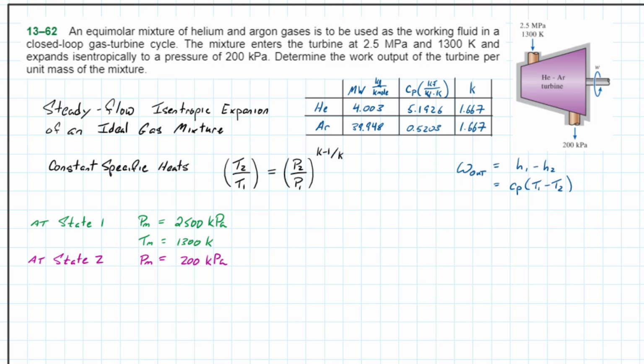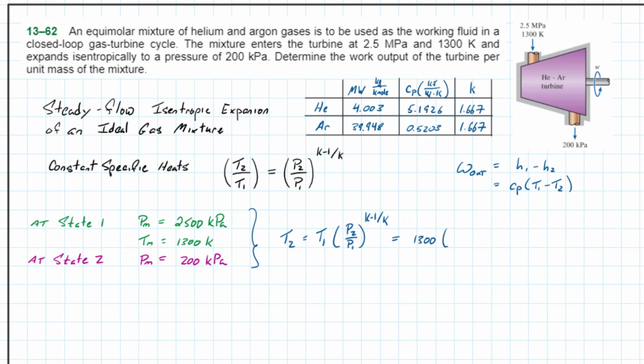Now, we can utilize the equation for isentropic expansion through a turbine for constant specific heats, as long as I know the ratio of specific heats. In this particular case, the ratio of specific heats for both helium and argon is 1.667. So for the mixture, it's also going to be 1.667. That greatly simplifies the problem. So I can go ahead here and very quickly calculate that T2 will equal T1 times the ratio of the pressures raised to the exponent that is dependent on the ratio of specific heats. T1 is 1300 Kelvin.